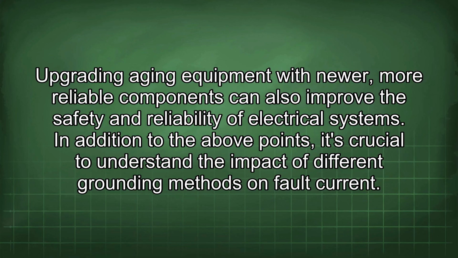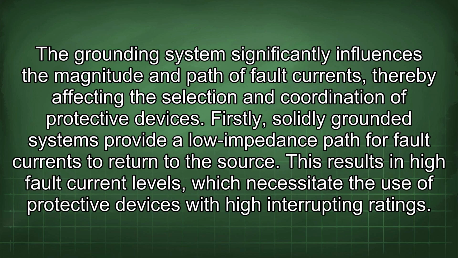In addition to the above points, it's crucial to understand the impact of different grounding methods on fault current. The grounding system significantly influences the magnitude and path of fault currents, thereby affecting the selection and coordination of protective devices. Firstly, solidly grounded systems provide a low impedance path for fault currents to return to the source. This results in high fault current levels, which necessitate the use of protective devices with high interrupting ratings.